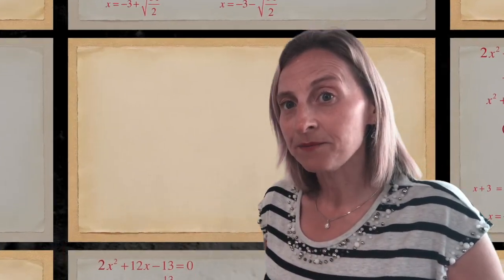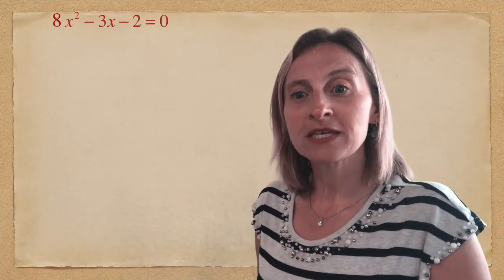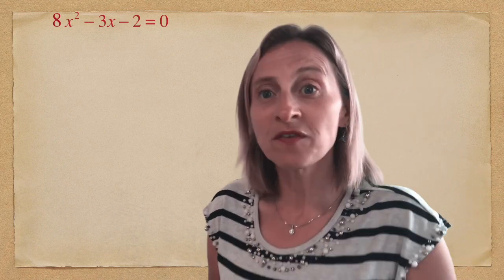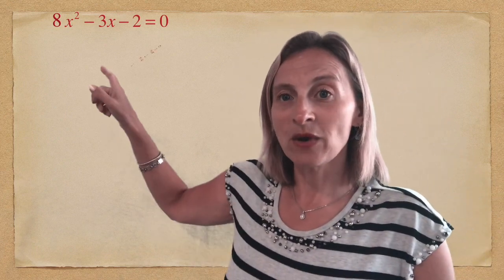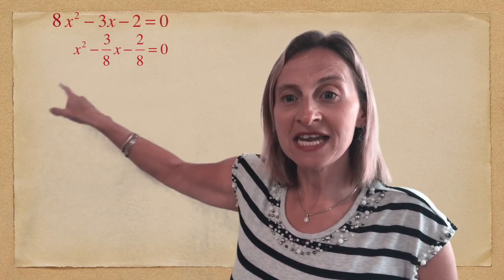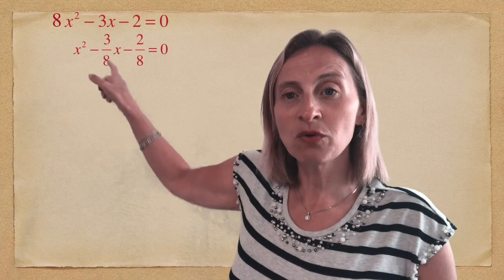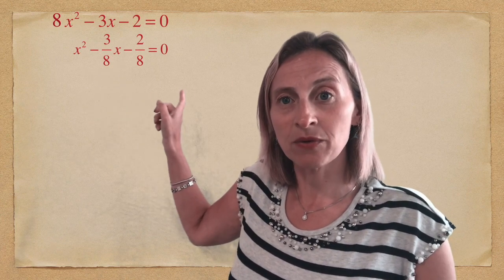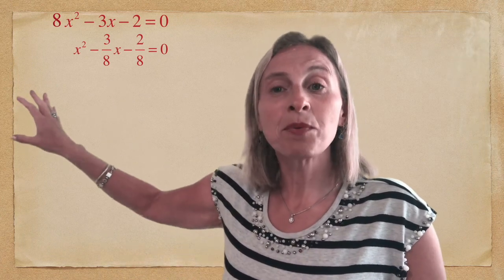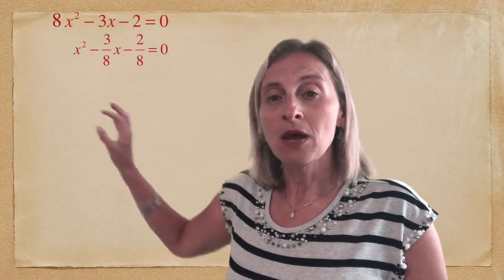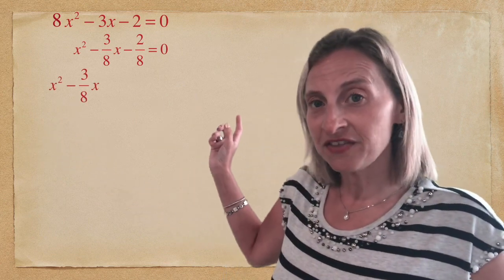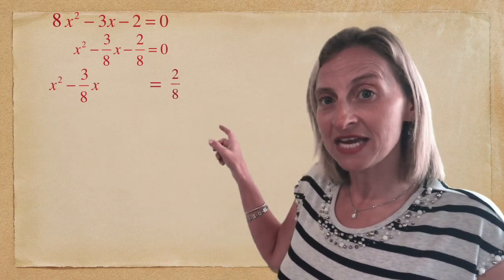Let's try another one. 8x squared minus 3x minus 2 equals 0. Remember, our problem is this 8. So we divide everything by 8. So we're going to have x squared minus 3 over 8x minus 2 over 8 equals 0. I'm not going to simplify anything. Now I'm going to prepare it for completing the square. Put the x squared, then the x, move the constant to the other side, equals 2 over 8.